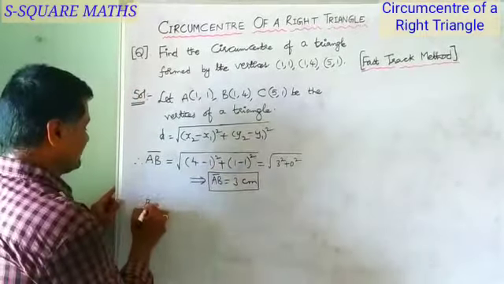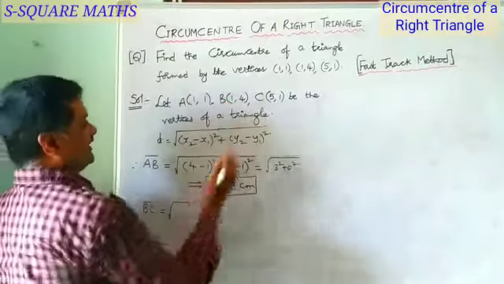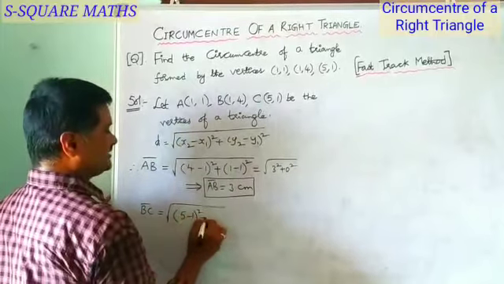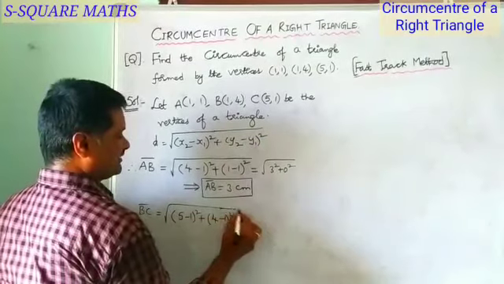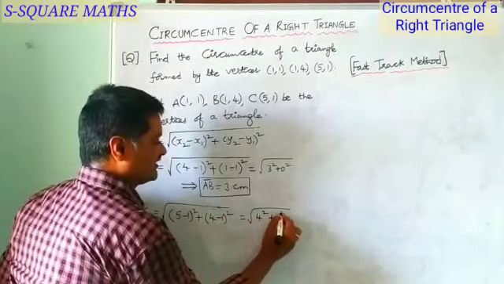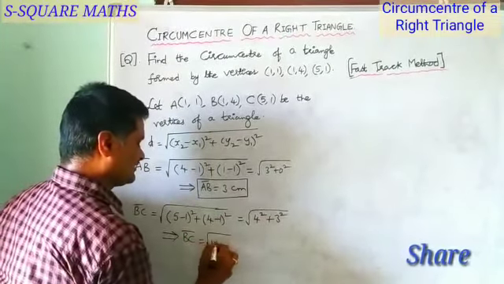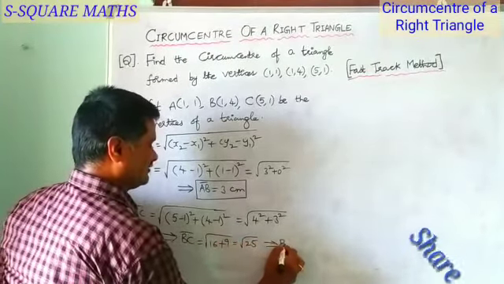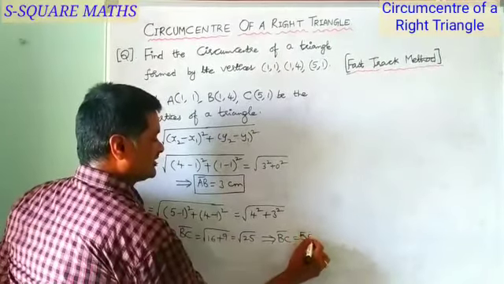Next, in the same way, we are going to calculate our BC. For BC, x1 y1 and x2 y2: root of (5 minus 1) the whole square plus (4 minus 1) the whole square. 5 minus 1 is 4, so 4 square plus 3 square. This implies BC is equal to root of 16 plus 9, which is root 25. So BC is equal to 5 centimeters.